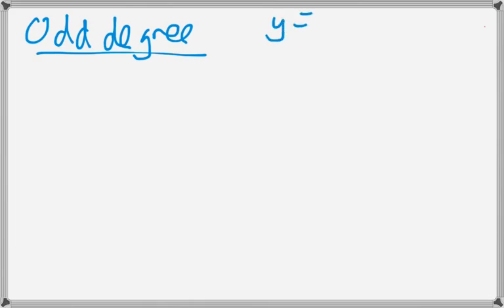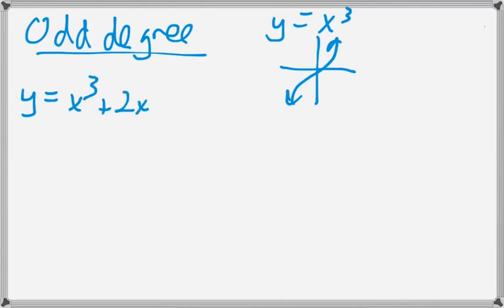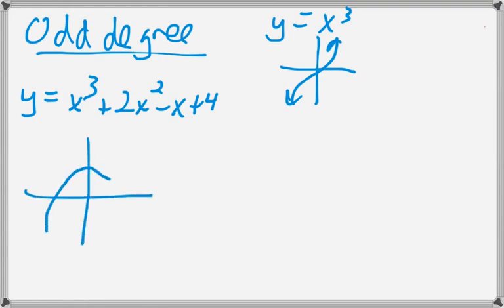We've already seen y equals x cubed. So we're familiar with that shape. But not all cubic functions will have that shape. For example, here's y equals x cubed plus 2x squared minus x plus 4. It kind of dips down in that one spot there. So different shape from our y equals x cubed.